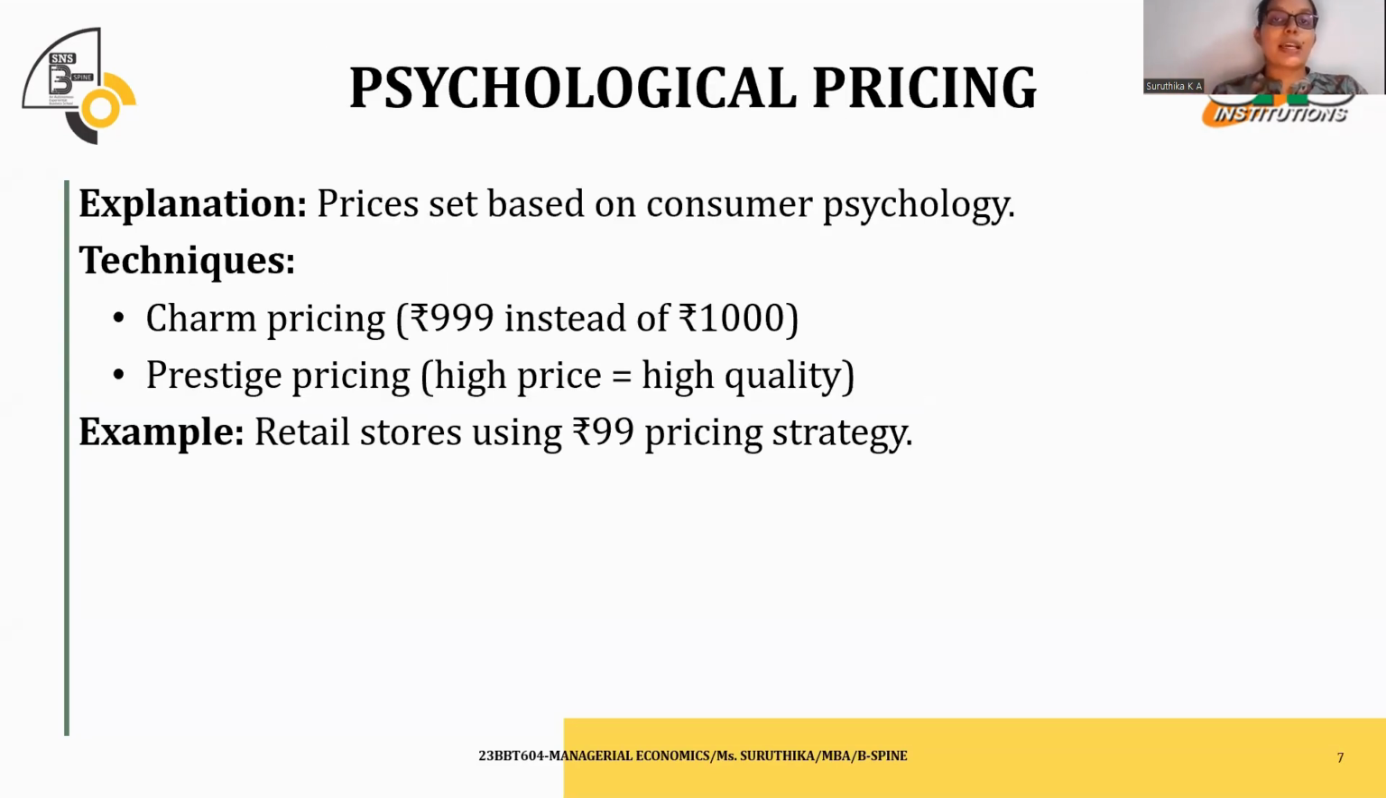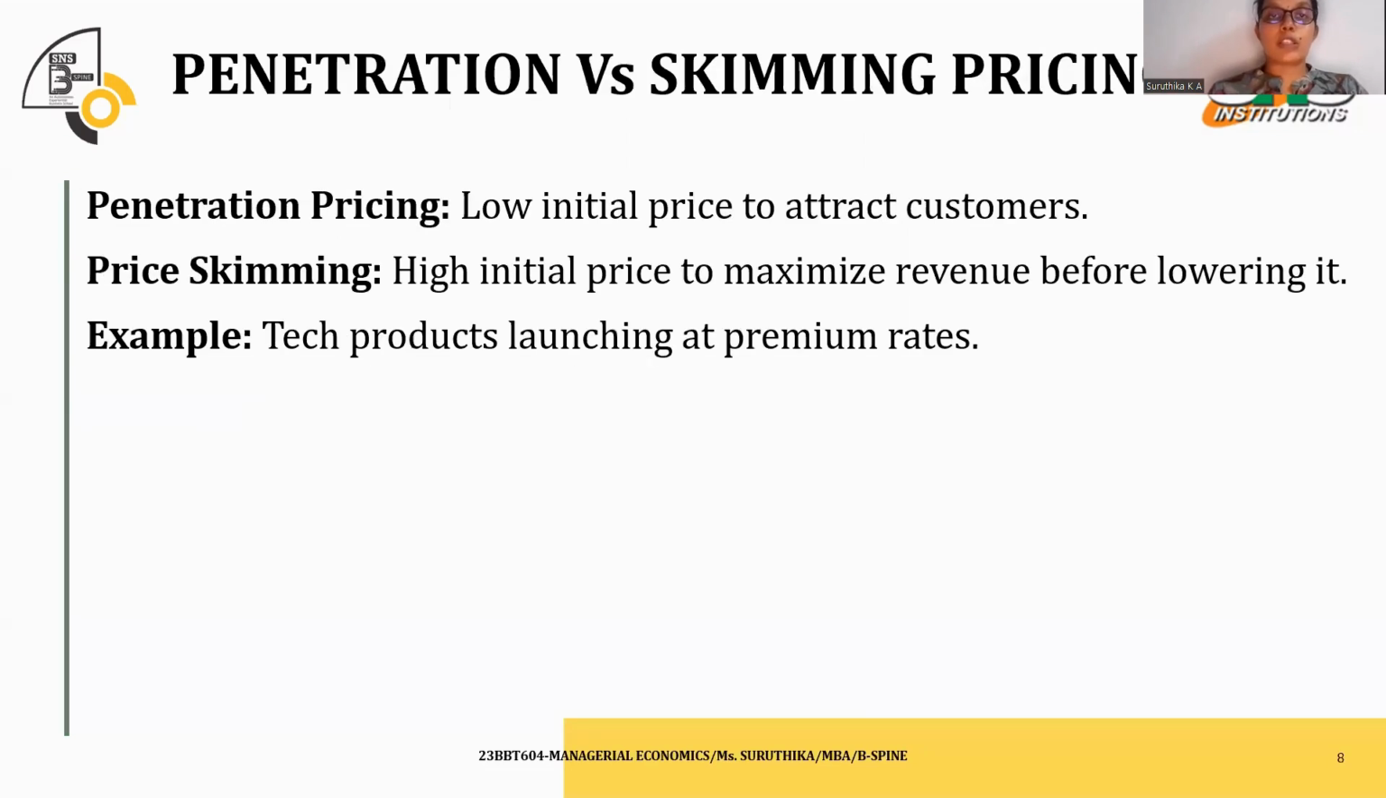The next type of pricing is psychological pricing, where consumer psychology is tactically played with. Say, for example, selling a product for 99 instead of 100 to make the consumer believe that they are getting it at a lesser price, but the lesser price is just a matter of 1 rupee. Or playing with the ego of the consumers, prestige pricing. The pricier the product, the more I will be valued. Better price, better quality, or higher price, higher quality. That is how psychological pricing works out.